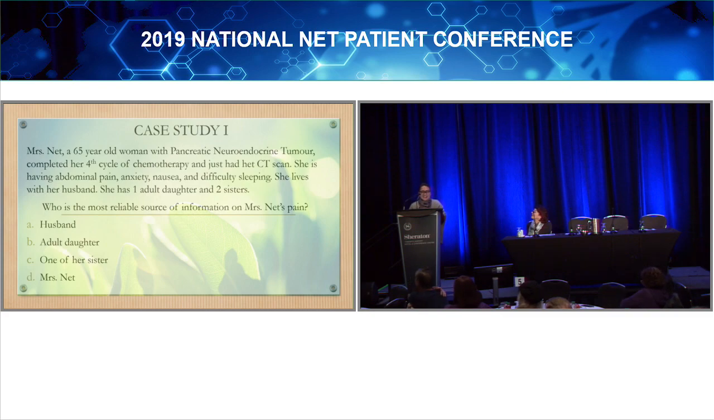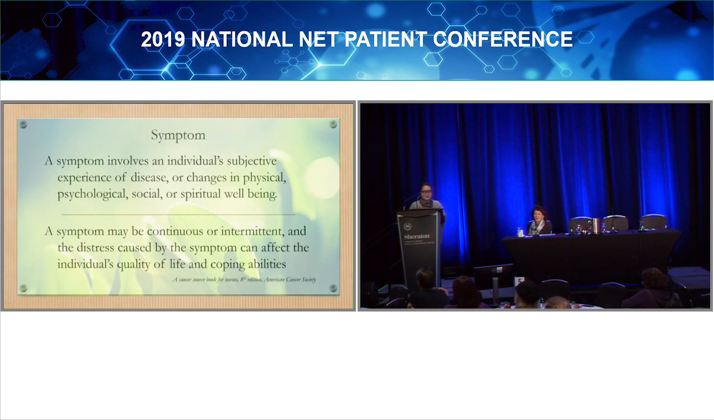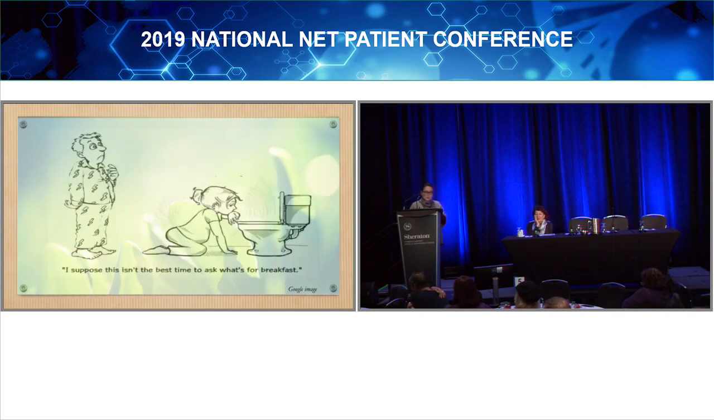You guys are right. So the answer is D, Mrs. Net, because pain is a subjective experience, a symptom. Mrs. Net is the only one that can feel and describe her pain. Therefore, a symptom involves an individual's subjective experience of disease or changes in physical, psychological, social or spiritual well-being. It may be continuous or intermittent and can affect quality of life and coping abilities. It differs from a sign. A sign is objective and observable.